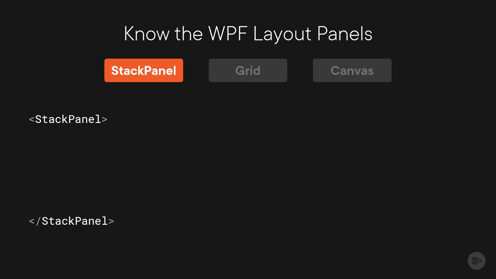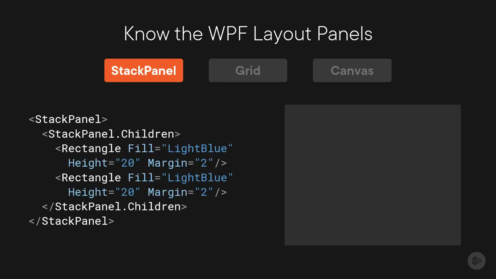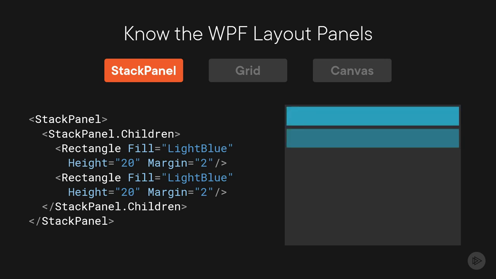So let's create a stack panel and let's say that this dark rectangle is the area of the created stack panel. Let's use the property element stackPanel.children to add two light blue rectangles to the stack panel's children property. Both rectangles have a height of 20 and a margin of 2 pixels. The stack panel stacks these two rectangles vertically like this.